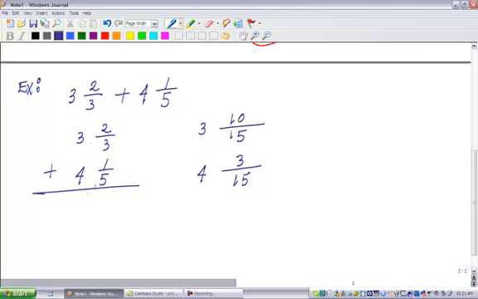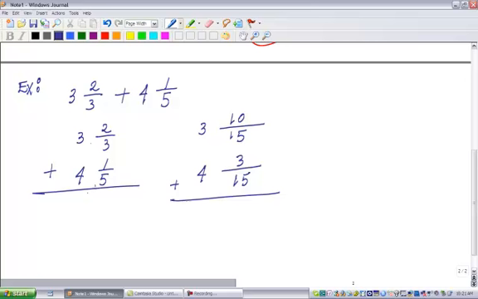Is that making sense? You multiply the numerator and the denominator by 3. Multiply the numerator by 3, multiply the denominator by 3. Okay? So that's going to give me 15 in the denominators. Now I add.